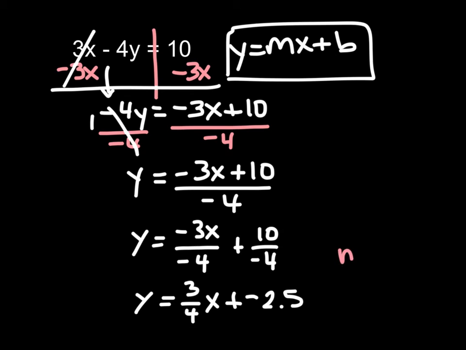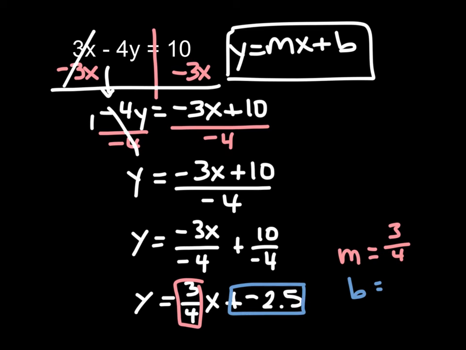So now if I had asked you from the very beginning to tell me your slope and y-intercept, your slope again comes from the number in front of x, the coefficient of x, which is 3/4, and your b value, or your y-intercept, is -2.5.